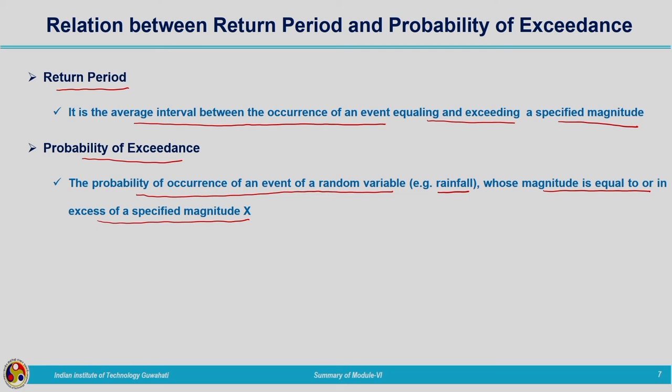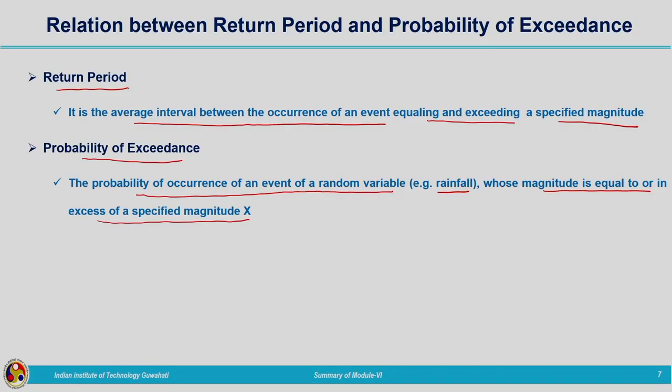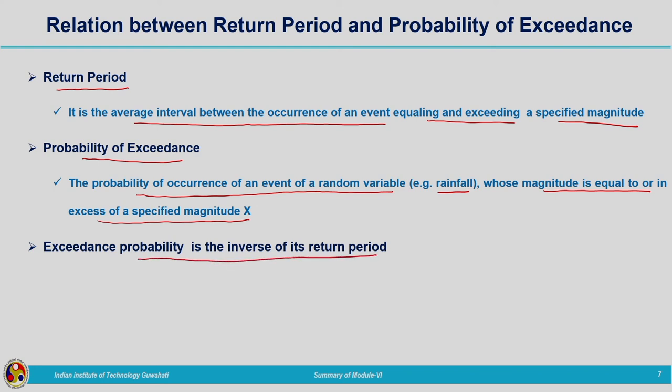If you have a certain value of streamflow which causes flooding, and an event occurs beyond that, the chance of occurrence of that event will be represented by means of probability of exceedance. This probability of exceedance and return period are related to each other: exceedance probability is the inverse of return period. So, if T is the return period, we can find the exceedance probability as 1 by T.